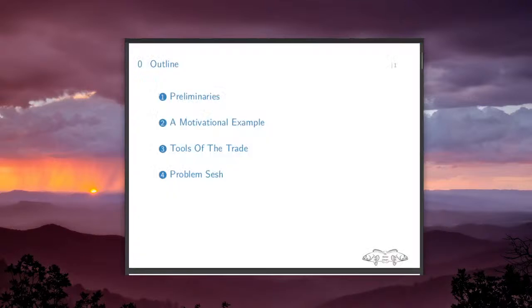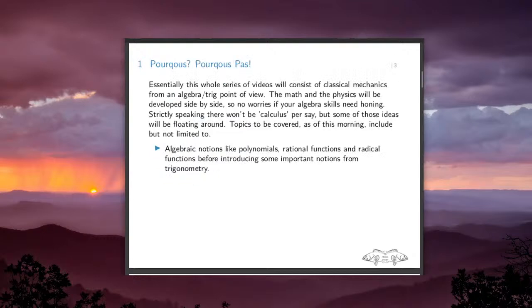So let's find out. We're going to start with a motivational example, and then we'll use that to talk about some of the tools that we'll use for dealing with algebra and mechanics and so forth, and then we'll do some problems and put these ideas to work. So, essentially, why am I doing this? We're just going to be talking about classical mechanics without calculus, essentially, which you can do. There will be some calculus mixed in there, but not in any difficult way. We'll be using ideas from there, but we won't actually be doing that.